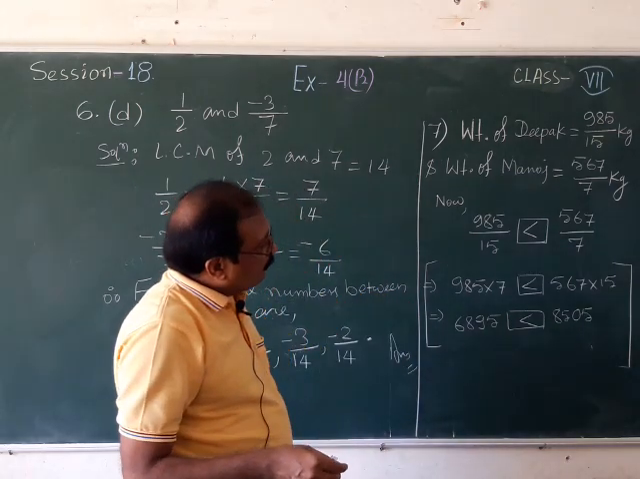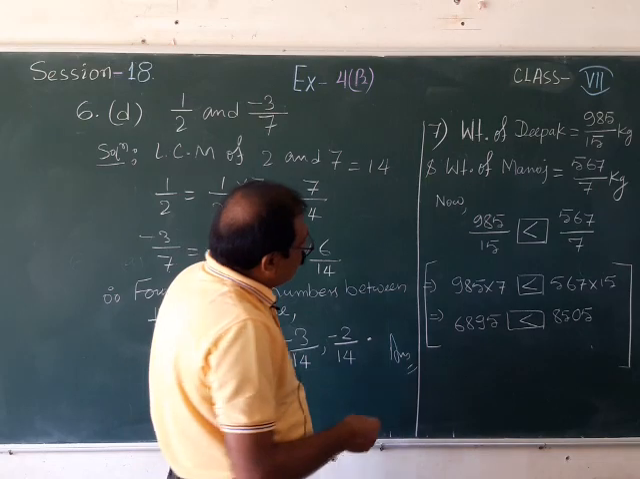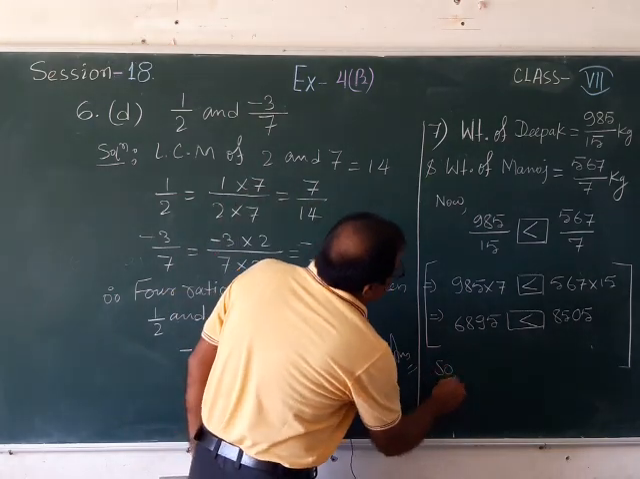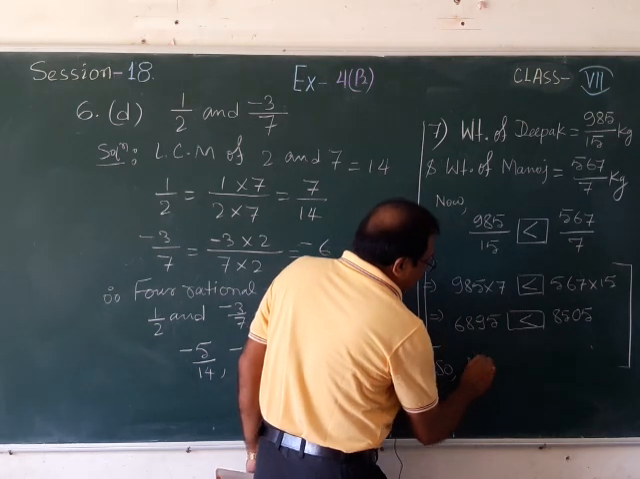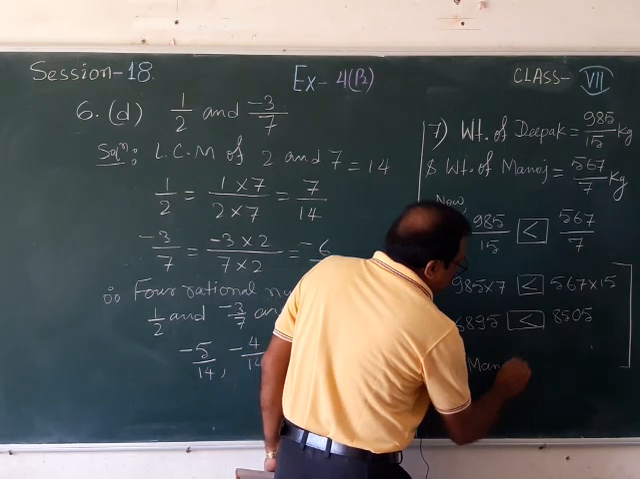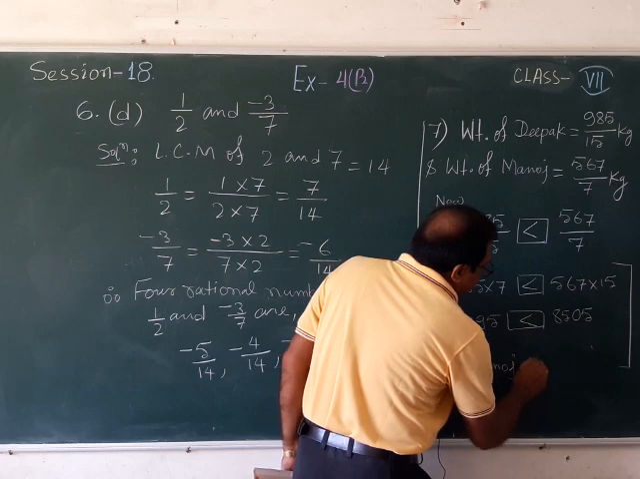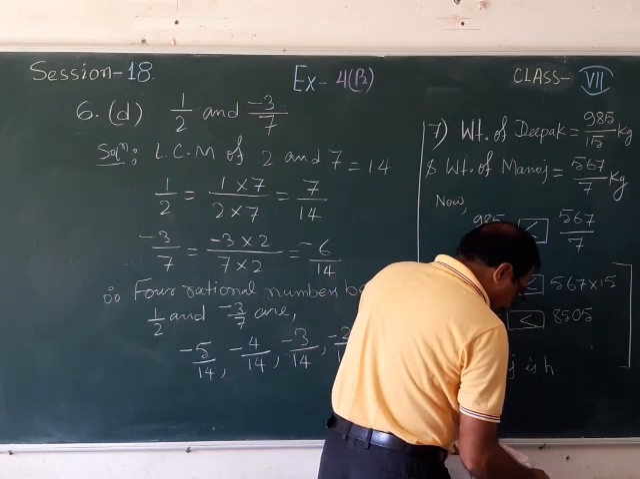567 upon 7 is the bigger number. So whose weight is bigger? You can see Manoj is heavier. So you can write Manoj is heavier. They have asked who is heavier?